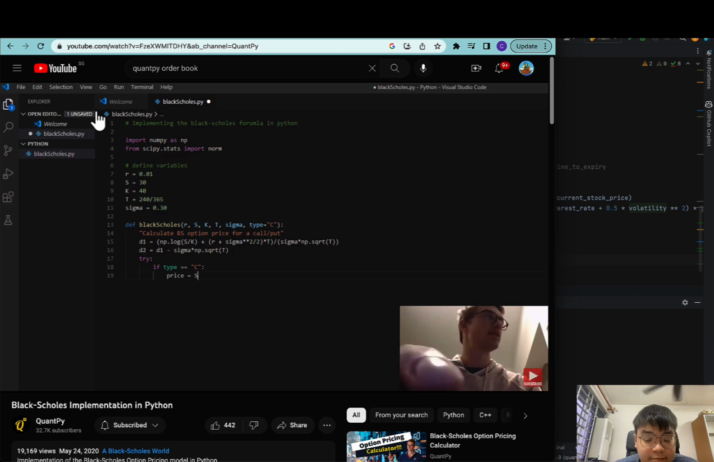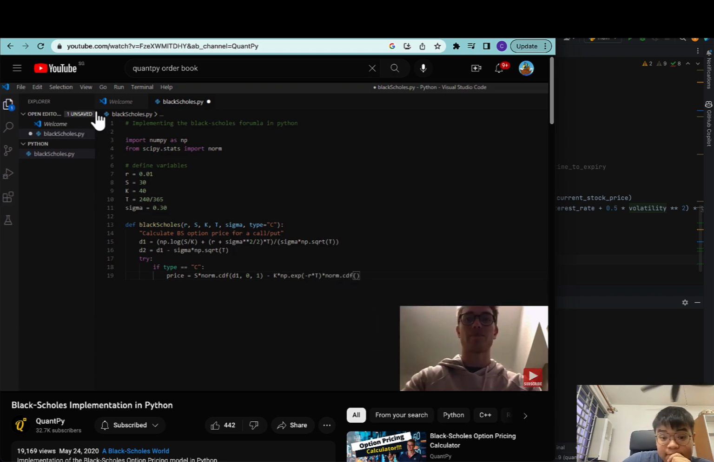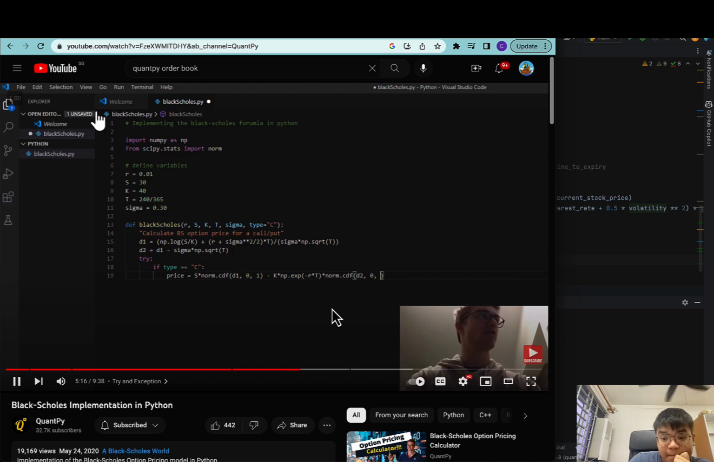If you remember, if it's a call, it's the underlying price times the normal distribution. So norm dot the cumulative distribution function, and we just have to type in D1, centered around 0, and because it's the standard normal distribution, we have a standard deviation of 1. So minus the discounted strike price, so np.exp of minus R times T, that's the discounted strike price, times norm.cdf of D2 centered around 0 and 1.